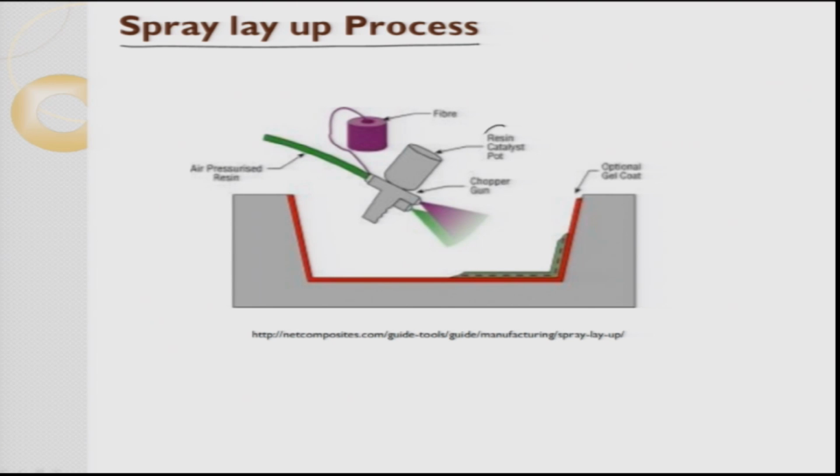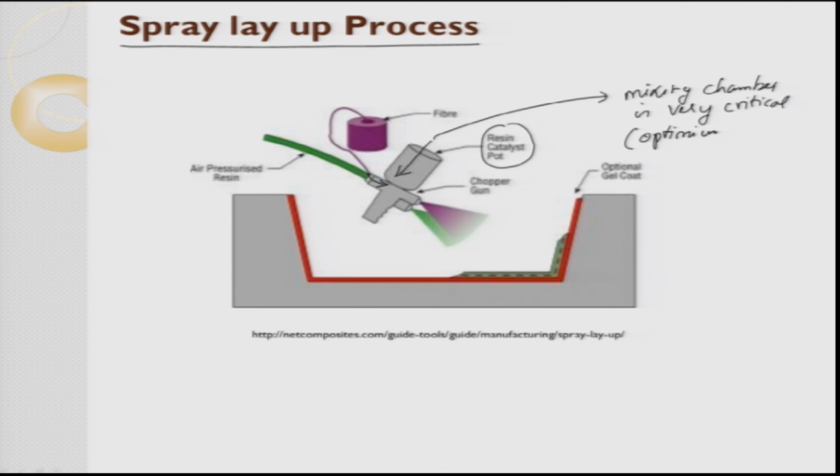You have the resin which is mixed along with the catalyst coming through this hopper, and then the fiber comes through here and it is getting chopped. So, these two get mixed. There is a mixing chamber. This mixing chamber design is very, very critical. Why? Because there has to be an optimum gas pressure versus fiber cutting.